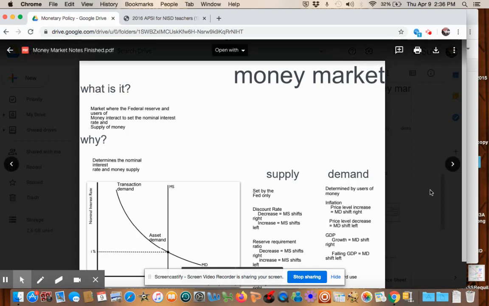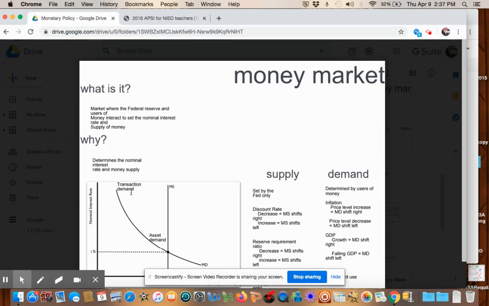The demand of money is affected or determined by the users of money. So like us, consumers, the government, businesses, foreigners, anybody like that. Inflation is going to affect the money demand curve. If price level increases, if inflation goes up, we'll need more money to buy the same stuff. Money demand curve shifts to the right, and you have a higher nominal interest rate. If price level decreases, the opposite occurs. We need less money to buy things. Money demand curve shifts to the left. You have a lower nominal interest rate.